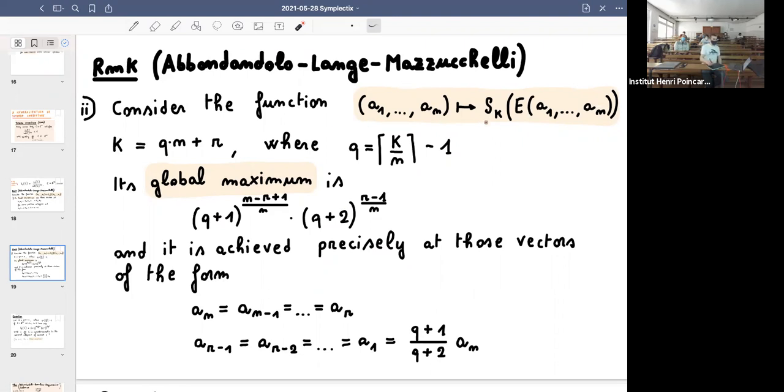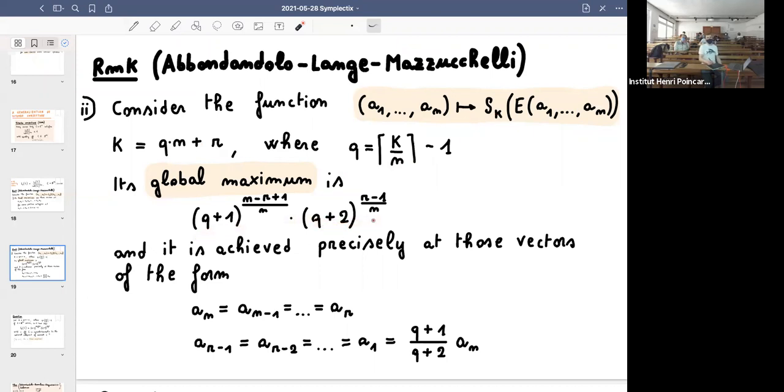So if you write k, in this way, as Qn plus a remainder R. It's not actually a remainder because I want R to be always positive. So this is the definition of Q. So if you write k as Q times n plus r, then the global maximum of the kth capacity ratio on the space of ellipsoids is given by this expression.